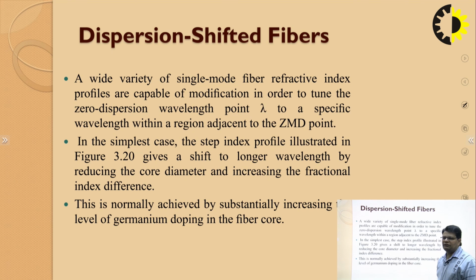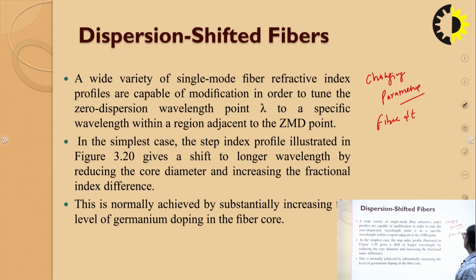So these are the cases that we have discussed. Now the point is how we can obtain these different types of fibers. Basically, as discussed, the dispersion shifted fibers can be obtained by changing the parameters, or tailoring of parameters. The parameters which can be modified we have discussed in previous slides. So basically the structure of the fiber is modified.